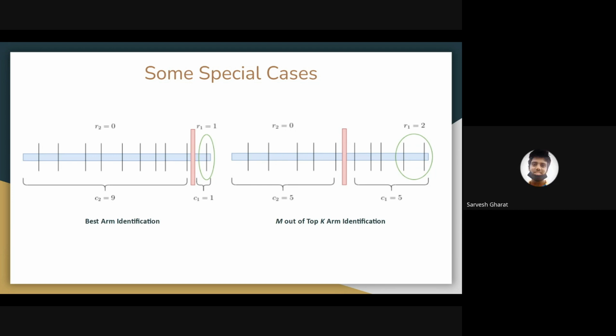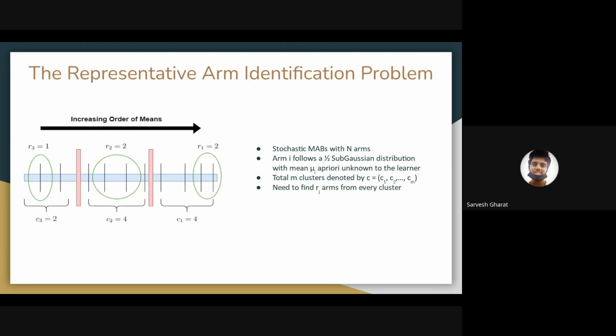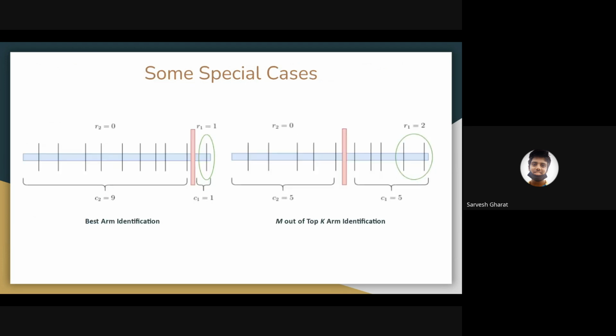No, so the RAI problem that we formalize in this work can be specialized to multiple standard bandit formulations, whether it be best arm identification, top K arm identification, M out of top K, or even worst arm identification. With appropriate definitions of CIs, that is cluster sizes, and RIs, that is required number of arms from every cluster, you can formulate it as any of the standard bandit settings.